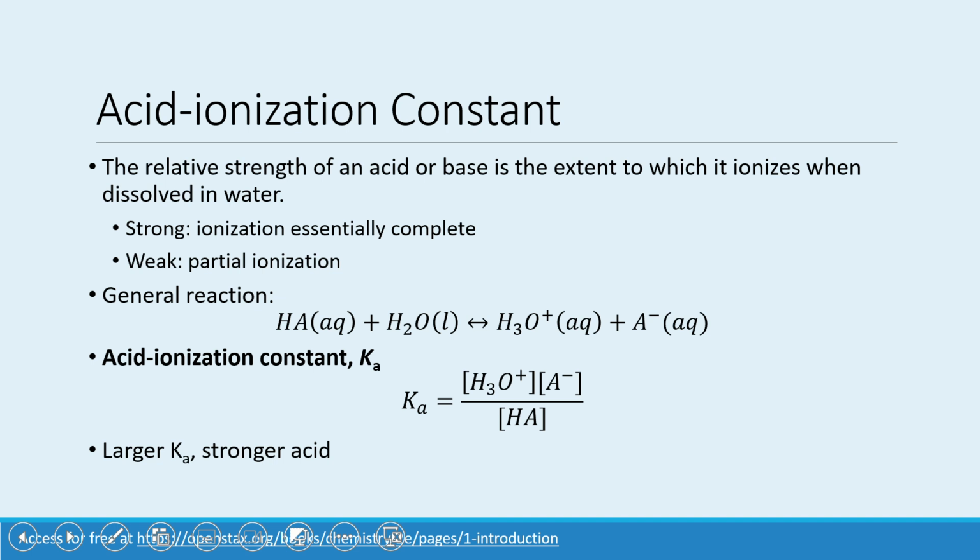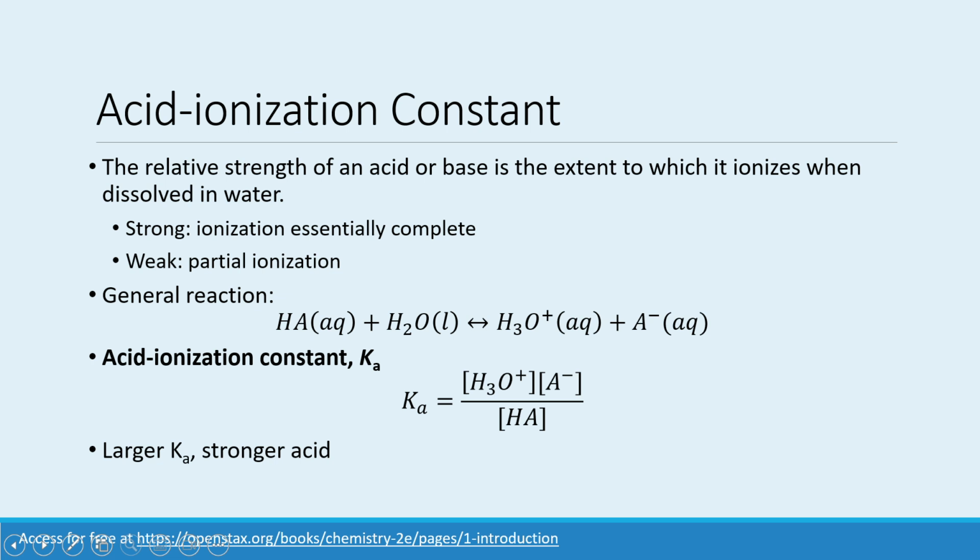Okay, we have briefly mentioned the acid ionization constant. When we are talking about the relative strengths of acids or bases, we are talking about the extent to which they ionize when dissolved in water. So strong acids and strong bases will ionize essentially completely. For the purposes of this class, we'll consider the ionization to be complete. And then for weak acids and weak bases, they will only partially ionize.